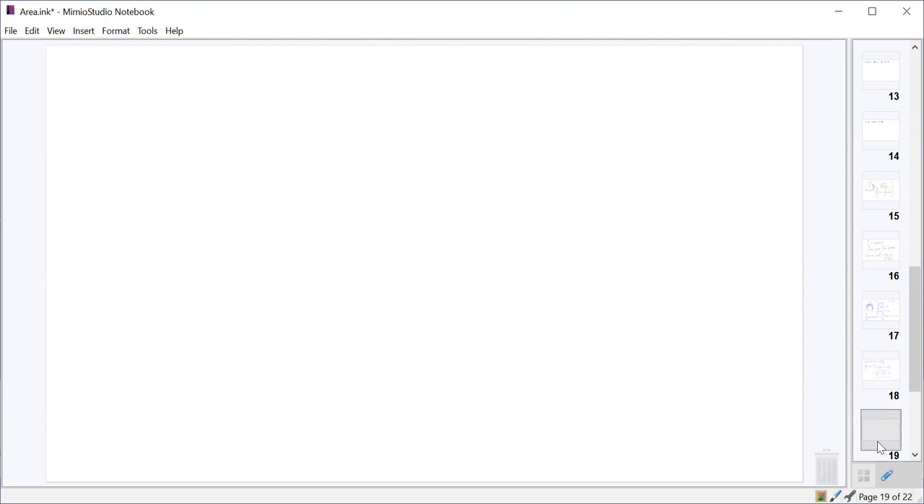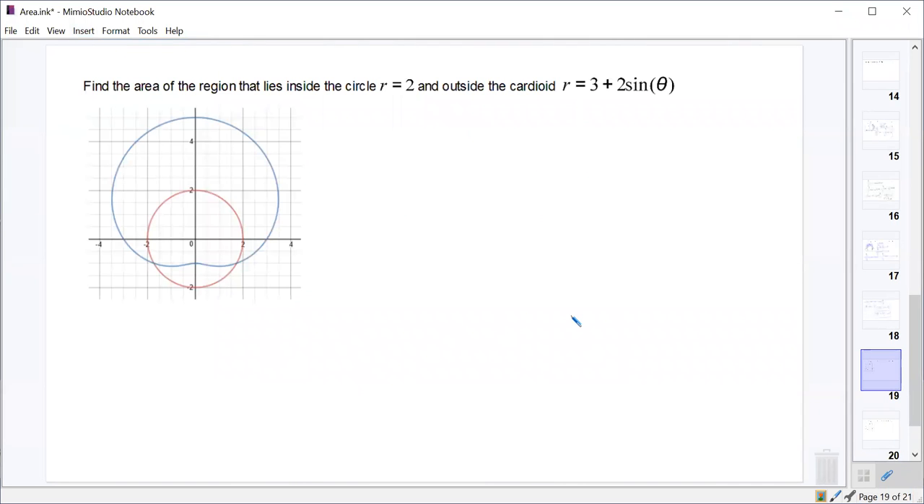I'm not sure why there's just a blank page there. That's because I think I just made a blank page.